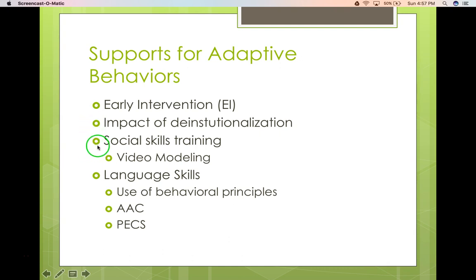Some examples of early intervention for adaptive behavior are social skills training. This is an evidence-based intervention, and one of them is video modeling, where the individual makes videos of themselves performing tasks that are appropriate, and then they watch them. For increasing language skills, the use of behavioral principles, so rewarding an individual when they show certain things and having really specific goals and contingencies. The use of augmentative assistive communication devices, and also PECS, which is a picture exchange system that can be used to help individuals communicate.